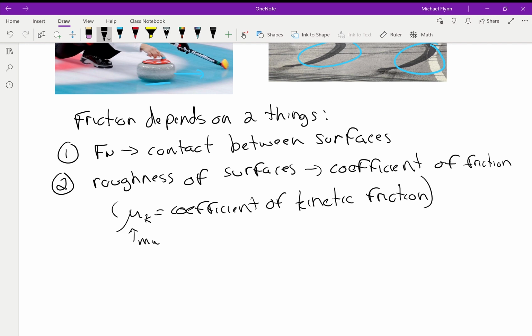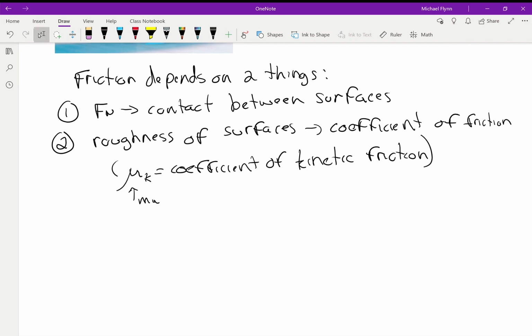All right, so let me show you what I mean by this. When we calculate the force of friction, I'm going to put F_K_F, which stands for the force of kinetic friction. It's just equal to the product of these two things. It's equal to the coefficient of friction, mu k, times the normal force. So the product of those two things will tell us how much friction you have.